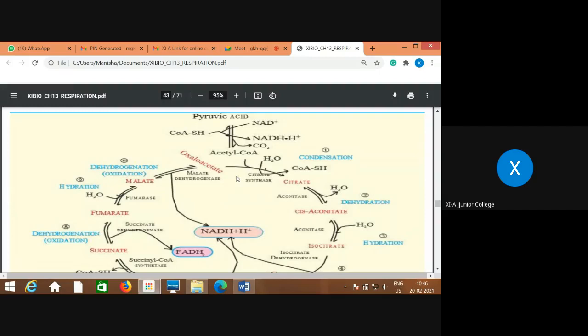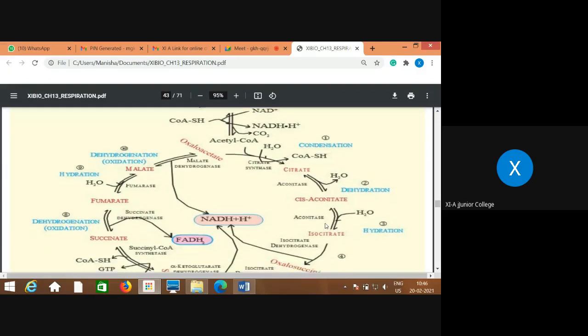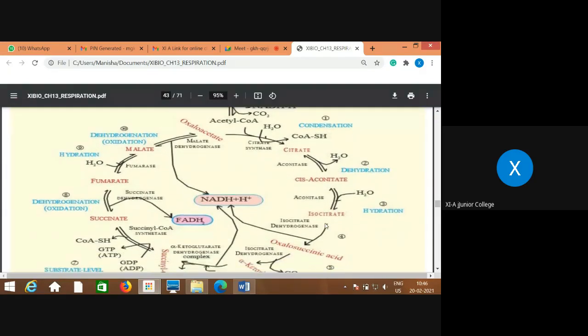Just remember, once this 2-carbon compound acetyl coenzyme A enters the mitochondrial matrix, it reacts with oxaloacetate to form the 6-carbon compound citrate, then with the removal and then addition of water through cis-aconitic acid, it forms isocitrate or isocitric acid. Up to this, you remember it is a 6-carbon compound.